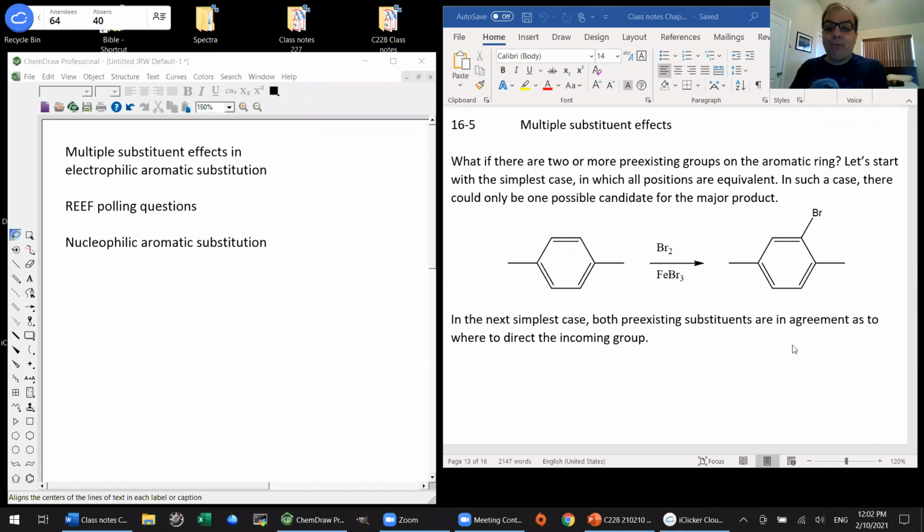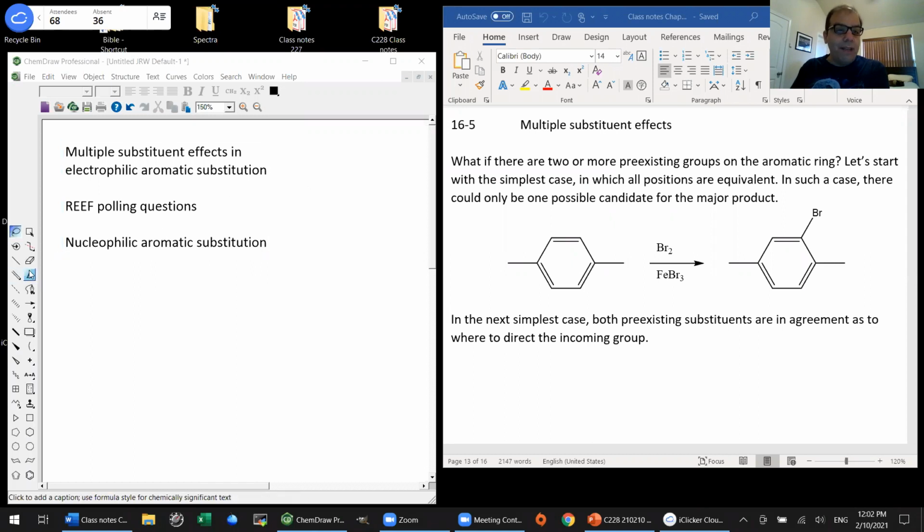So let's go through the cases one by one. We'll start with the simplest case. What if you do an electrophilic aromatic substitution and there's two or more groups on there, but as a result, all of the positions in the ring are equivalent? That would be like this case here. We've got two methyl groups para to one another.